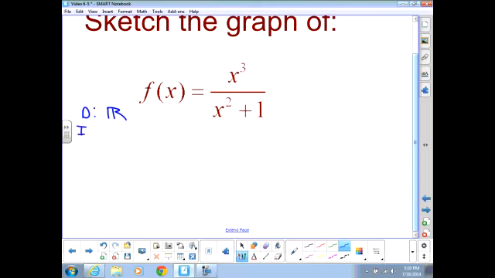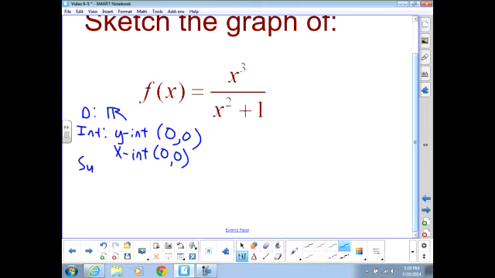Next, we'll start out with our y-intercept. We'll put 0 in for x and see what you get back. Well, you get 0 over 0 plus 1, which is just 0. Well, that means that's automatically an x-intercept, and because that's the only thing that will make the numerator 0, that's our only x-intercept.